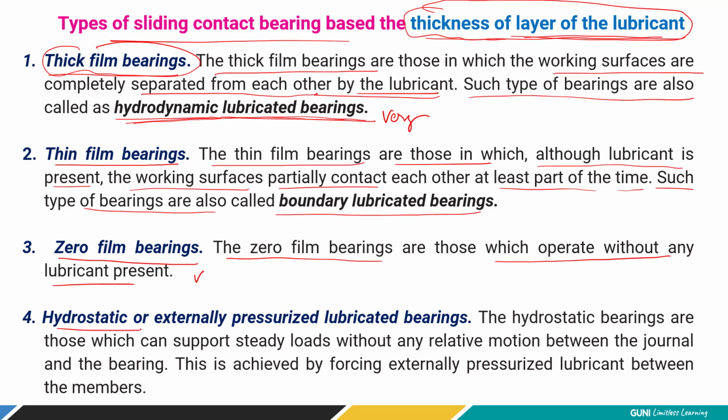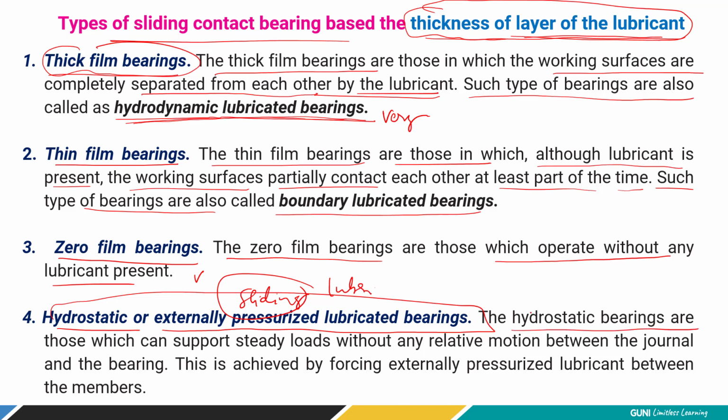Now the hydrostatic or externally pressurized lubricated bearing. Again, this is a part of simple sliding contact bearings. We are simply classifying based on the lubrication. The hydrostatic bearings are those which can support steady loads without any relative motion between the journal and the bearing. This is achieved by forcing externally pressurized lubricant between the members.